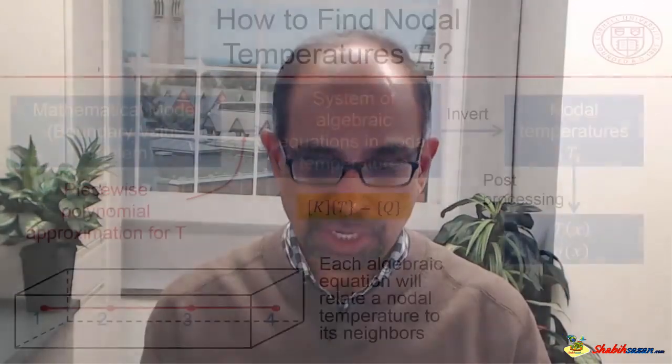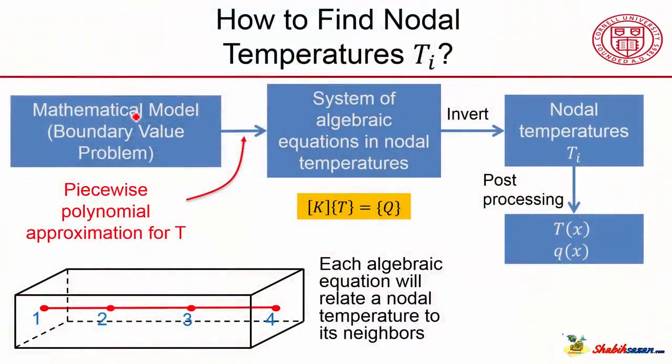An important thing to consider is how to reduce the error in the finite element solution. To be able to understand that, let's go back to a slide that I showed earlier. I talked about how one can go from a boundary value problem to a system of algebraic equations in nodal temperatures using the piecewise polynomial approximation for the temperature. So this is our assumed shape.